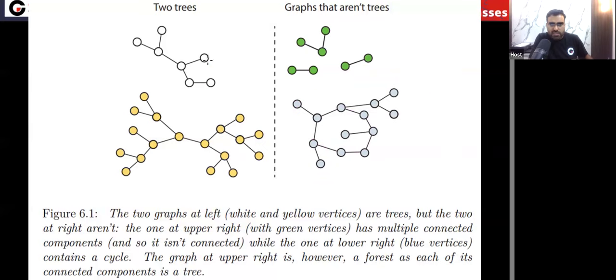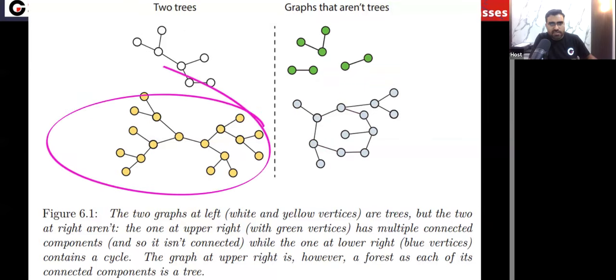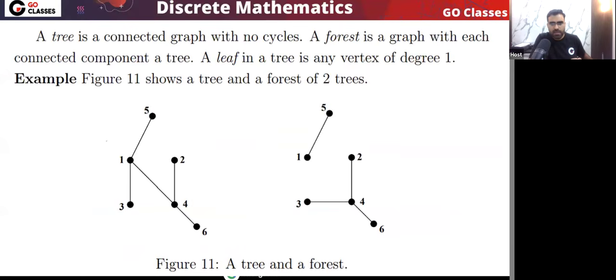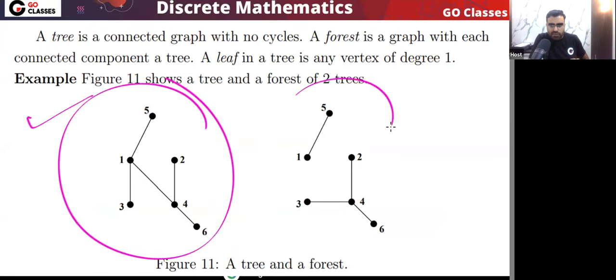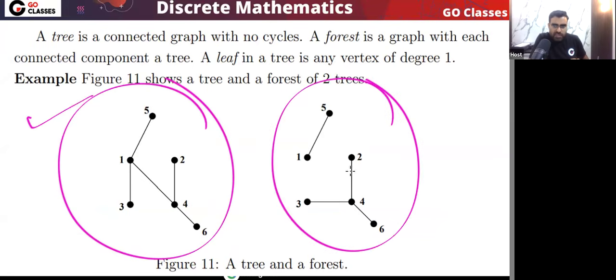This is a tree because this is connected acyclic. This is also a tree because this is connected acyclic. Okay, let's see these diagrams. This graph, this is connected acyclic, so yes, this is a tree. And this is a forest but not a tree. This is not connected, so this is not a tree. But this is acyclic, so this is a forest. Acyclic means forest. Okay, both are same.